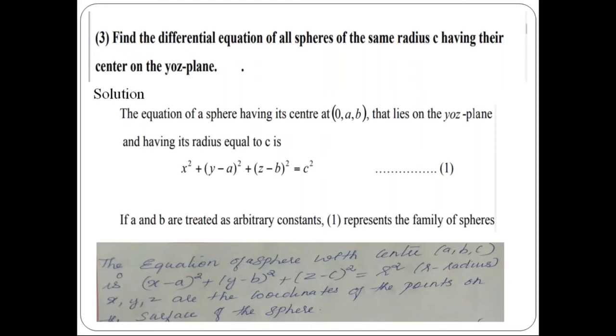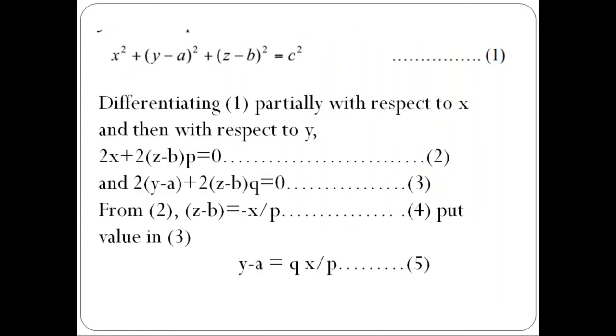So what will be the equation here? x square plus (y minus a) whole square plus (z minus b) whole square equal to c square. This is the equation given to you. Now here the radius c is given, which means it is not an arbitrary constant. Here a and b will be the arbitrary constants. Now I differentiate with respect to x, and then I will differentiate with respect to y. I have written this equation again so that there is no confusion.